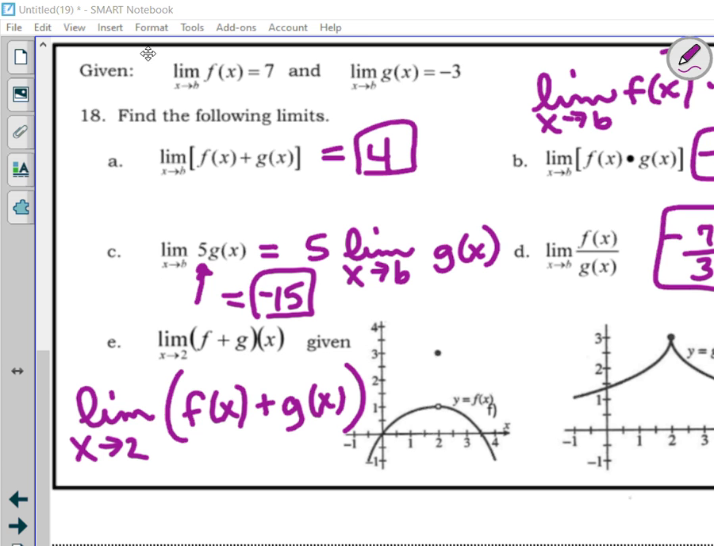We did have this information about the limits as X approached B up here. But problem E doesn't have anything to do with those B limits. Problem E is strictly that F and G come from the graph. And this is not a product. I know sometimes that's confusing. This is not the product of F plus G and X. This is the sum of F and G, and they're both functions of X. That's why I rewrote it down here. But thank you for answering.